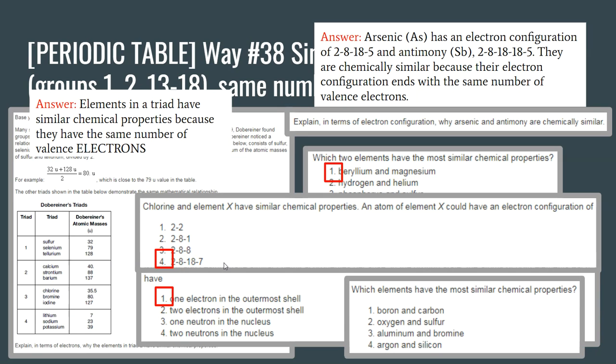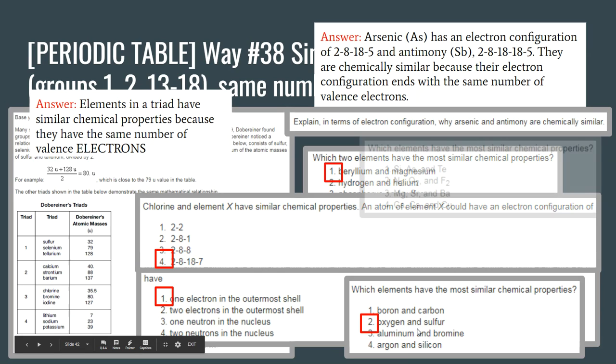Which elements have the most similar chemical properties? You selected oxygen and sulfur as your answer. You got it correct, primarily because they both belong in group 16 and therefore have 6 valence electrons and therefore have the same chemical properties.